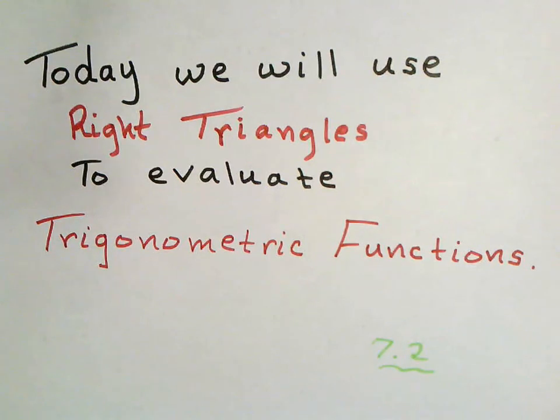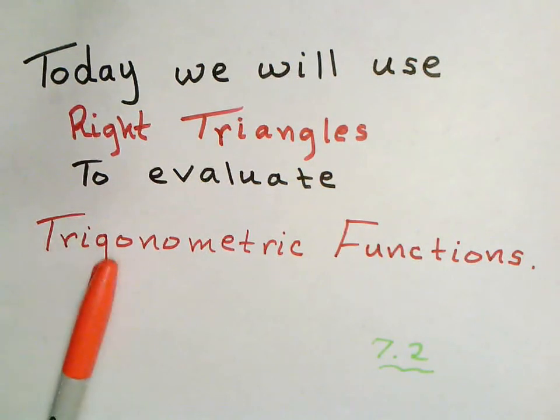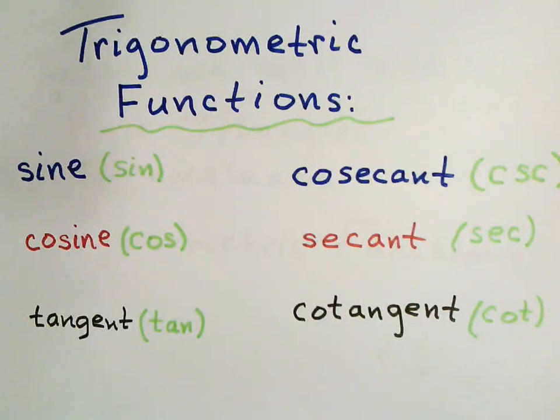We are ready for another exciting online trip. Today, we will use right triangles to evaluate trigonometric functions. This is found in Chapter 7, Section 2 of our ebook. Let's review our trigonometric functions. There are 6 of them.